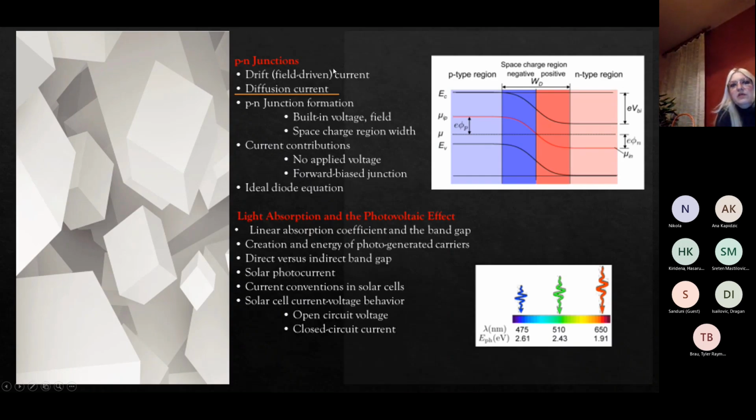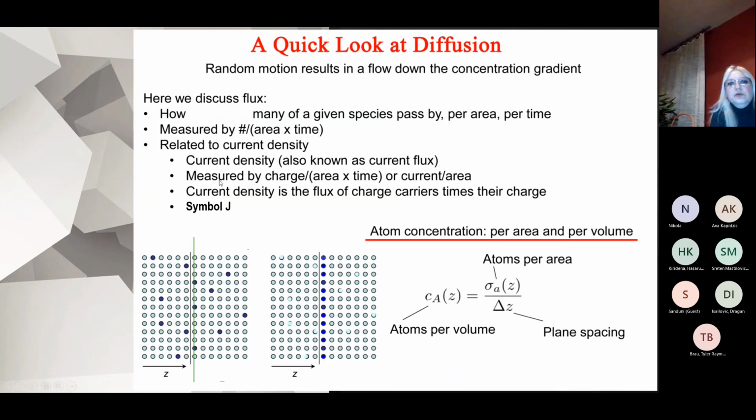When we remind ourselves what the drift field and current are, then we can go to the new part of the story, and that's diffusion current. But before we show what the equation for diffusion current looks like, we said something generally about diffusion in the beginning. We said that the random motion results in a flow down the concentration gradient.